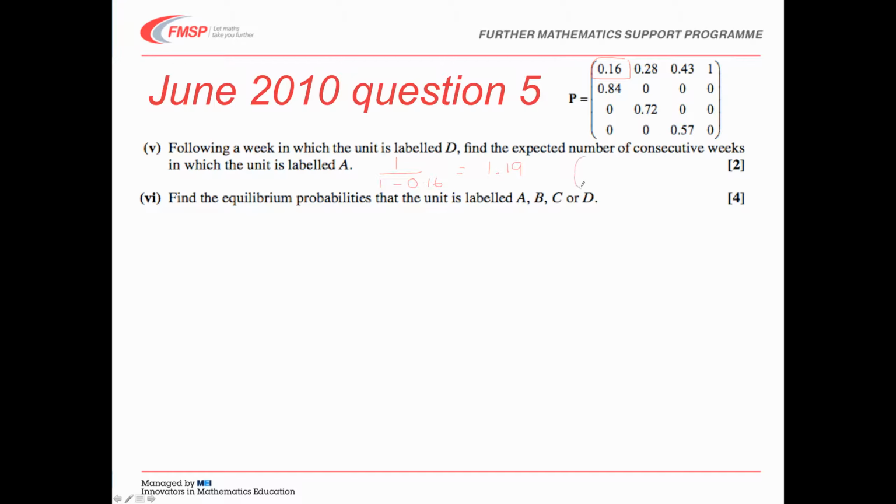Obviously, if you are used to using the other formula, 0.16 over 1 minus 0.16, you just need to add the first week in as well, that it's labelled A, and you should get the same answer.